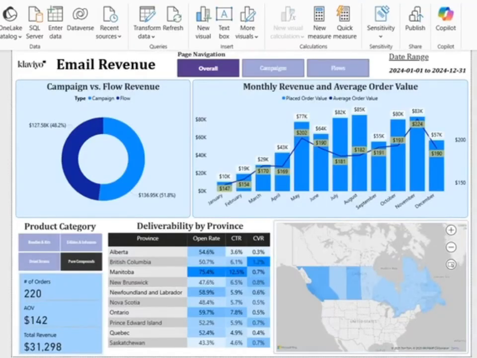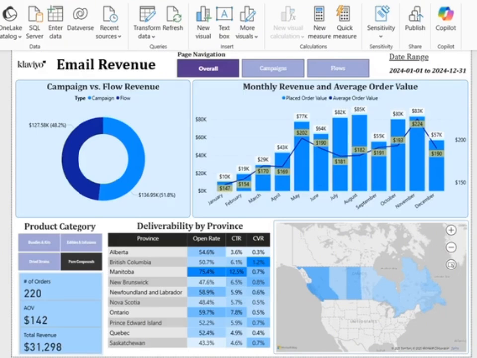Right, so here is a dashboard that I built for one of my email marketing clients. This is a summary dashboard that shows the performance for the year 2024. So basically what we have here are a series of visuals that show the performance in terms of email marketing campaigns and flows. A lot of the dashboards you see out there might have a lot of fancy visuals and a lot of functionality, but they don't really convey a clear message and don't give you actionable insights.